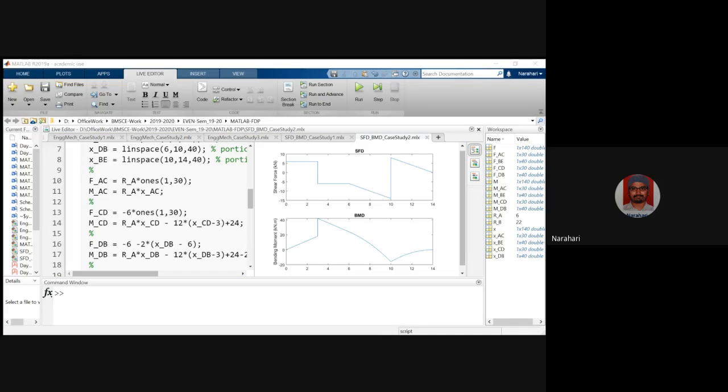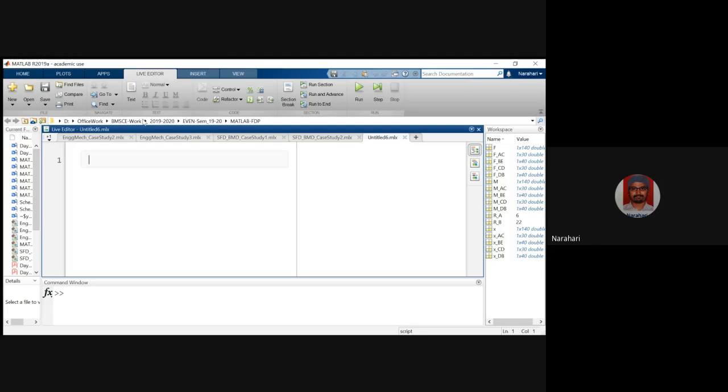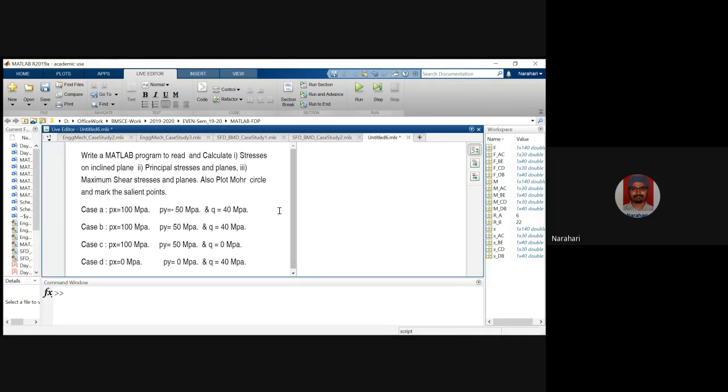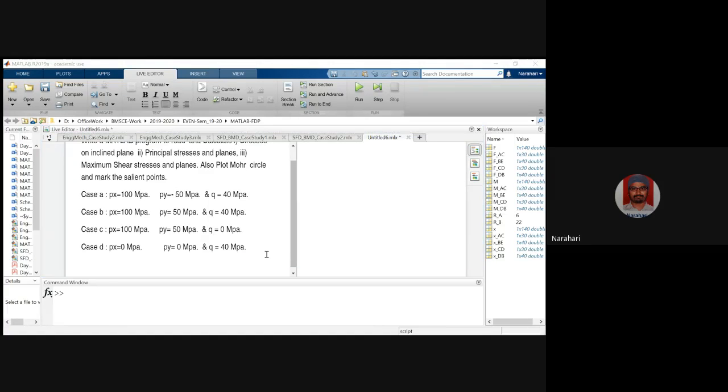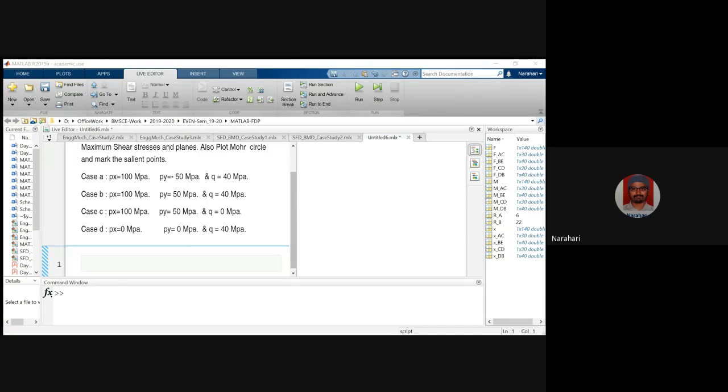So with that, I have actually exceeded the time limit. There was one more thing that I wanted to show with respect to Mohr's circle. I don't think I have time, but I'll anyway show you one snapshot so that at least you have the idea that a Mohr's circle can also be plotted in a very similar fashion. Okay, this is the question you have, wherein you have been given various cases. I will just give you the code for this one.